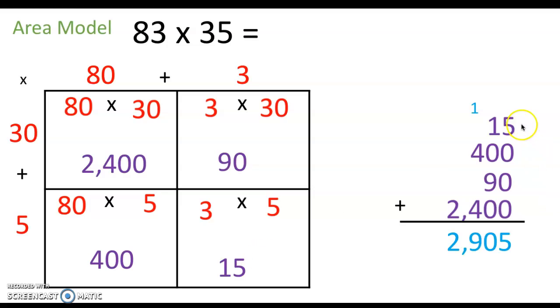When we add these together, 5 plus 0 plus 0 plus 0 is 5. 9 plus 1 is 10. We carry our 1, we bring down our 0. 4 plus 4 is 8, plus 1 more is 9, and we get our final answer of 2,905.